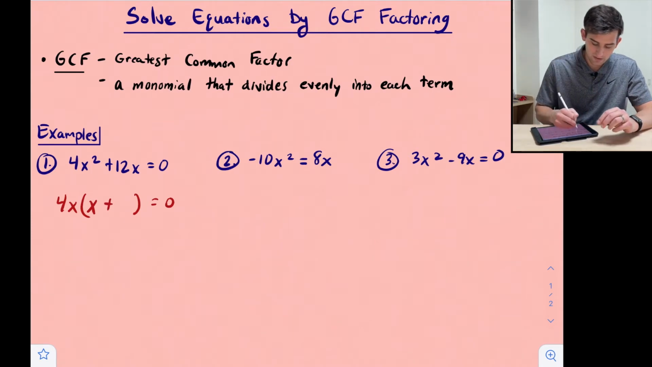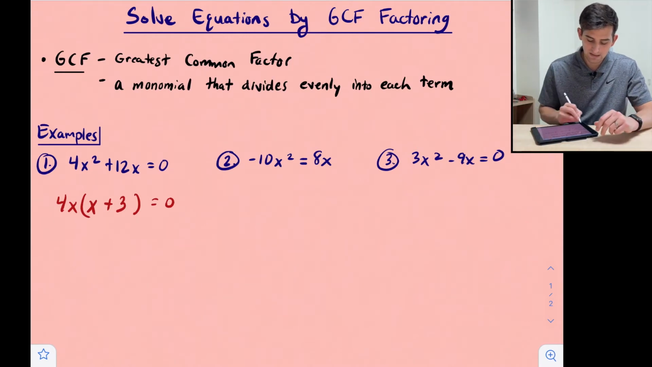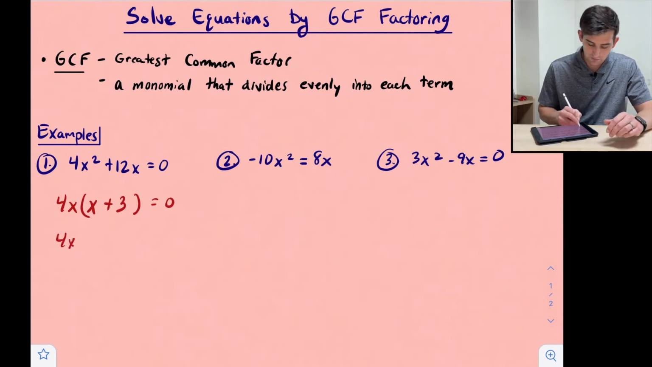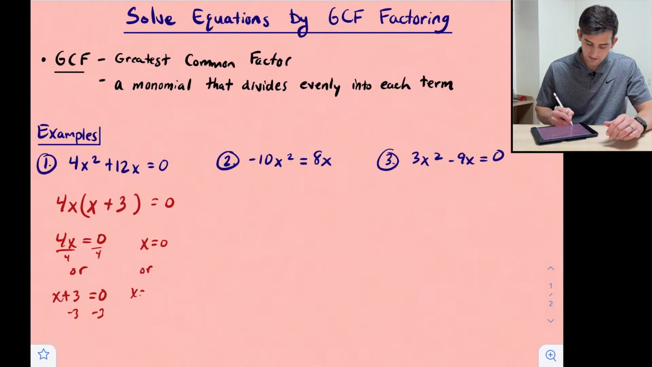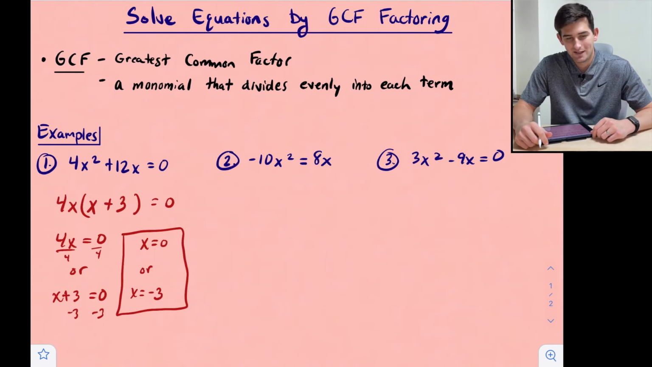We multiply by 3. So now we have our polynomial equation in factored form, and now we can set each of these polynomials equal to 0. So we can say 4x is equal to 0, or x plus 3 is equal to 0. So for the first one, we can just divide by 4, and we get x equals 0. And the second one, we subtract 3 from both sides and we get x equals negative 3. Okay, so our two solutions are x equals 0 or x equals negative 3.